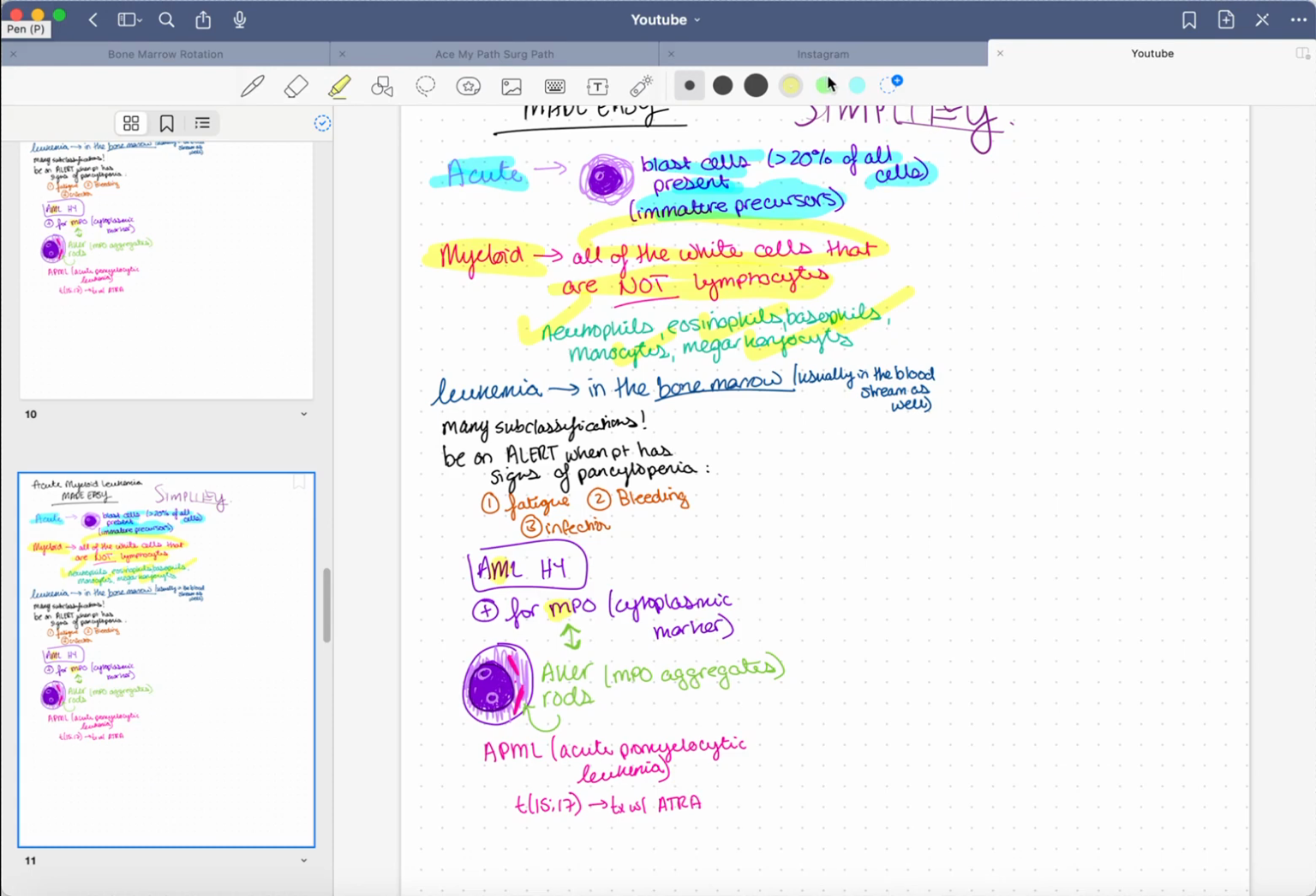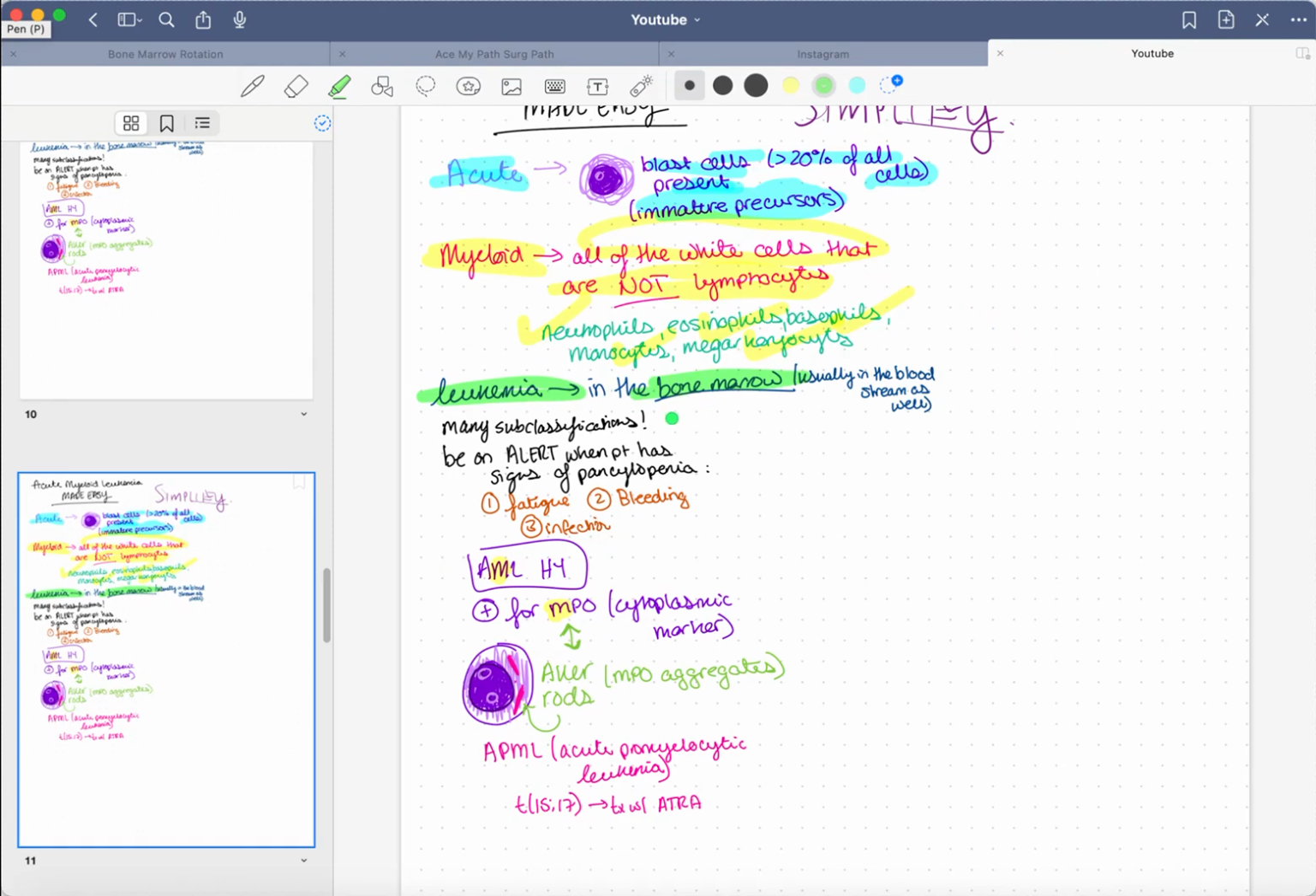And then the last thing you need to be aware of is the term leukemia. This is different from lymphoma because it means the disease is in the bone marrow, and usually it's seen in the bloodstream as well, whereas lymphomas involve the lymph node itself.